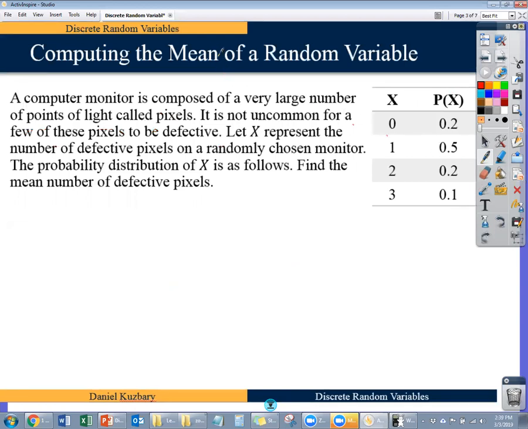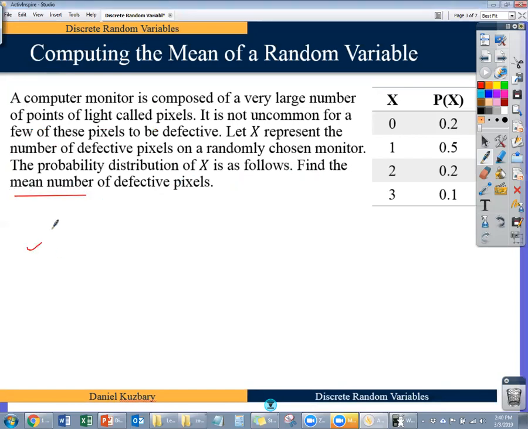So let's look at the mean of a random variable. We have a computer monitor that's composed of a very large number of points called pixels. It's not uncommon for some of these pixels to be defective, so we're talking about defective things again. Let x represent the number of defective pixels in a randomly chosen monitor, and the probability distribution of x is as follows. This would mean there are 0 defective pixels. They all work. This would mean 1 defective pixel, or 2 defective pixels, or 3 defective pixels. These are the probabilities associated with that. We want to find the mean number of defective pixels.